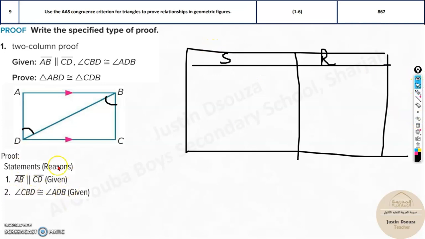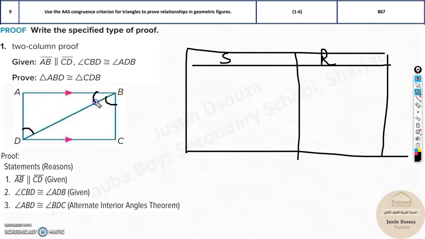Now, next one, angle CBD. This is also given. Angle CBD is congruent to ADB, given to us. What about the other thing? Since these two are parallel, we must recall the few theorems we had seen about parallel lines: interior angles, exterior angles, corresponding angles. Why? Because there are two parallel lines. If the two lines are parallel, then we can use those theorems, and we will use them now.